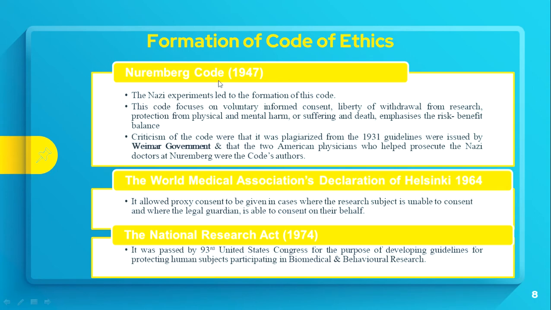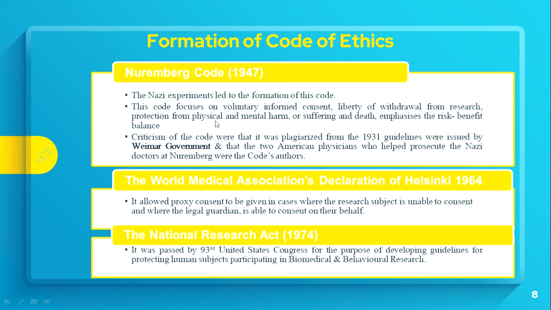So this was the formation of the Code of Ethics. The first of its kind was the Nuremberg Code of 1947. The Nazi experiments led to the formation of this code. This code focuses on voluntary informed consent, liberty of withdrawal from the research, and protection from physical and mental harm or suffering and death. And it emphasizes the risk-benefit balance.